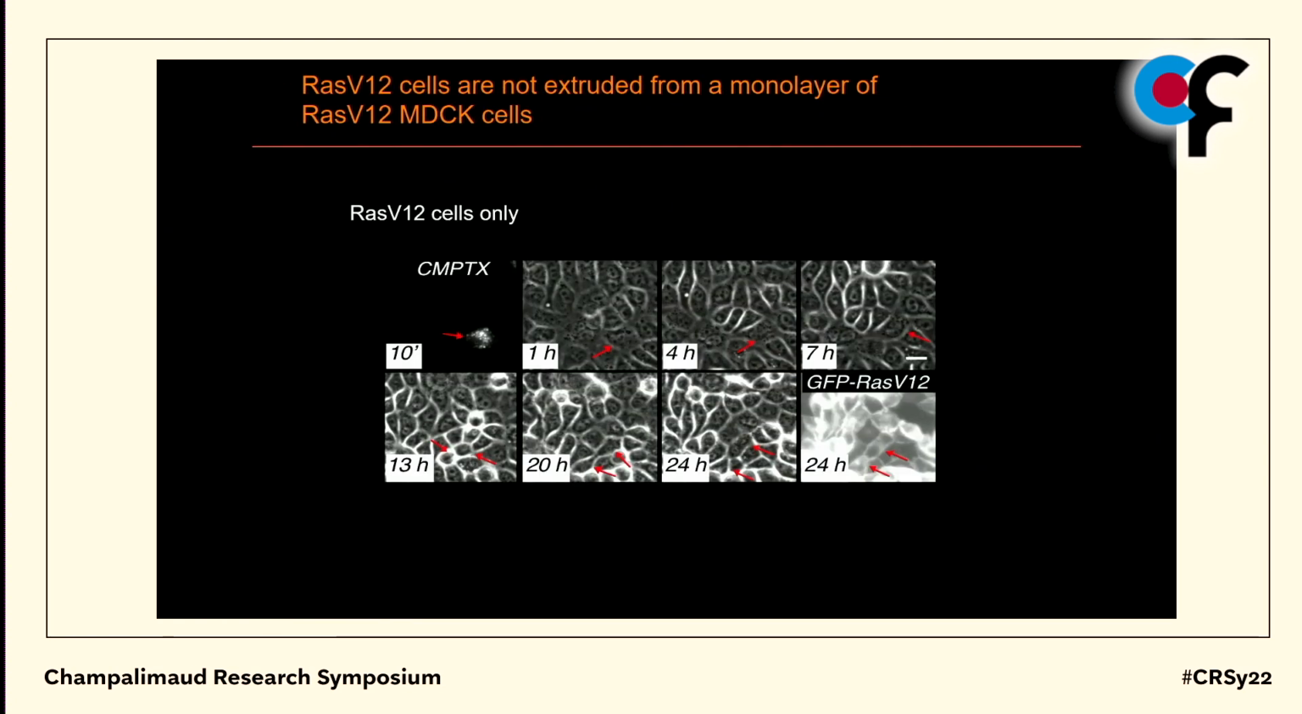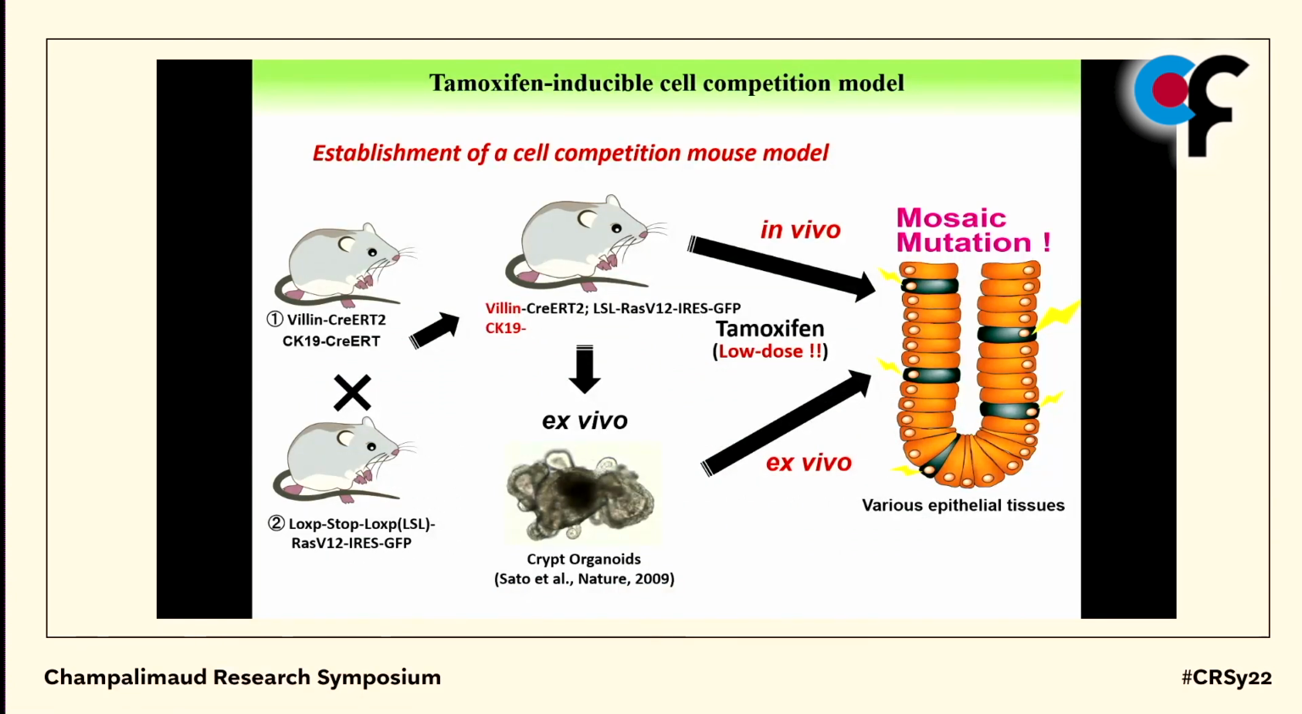And to examine that, we established a cell competition mouse model system by crossing these two mice. The first mouse was Villin-Cre or CK19-Cre. Villin is the intestine-specific promoter, and CK19 is the epithelial-specific promoter, fused with LoxP-stop-LoxP RasV12-IRES-GFP.